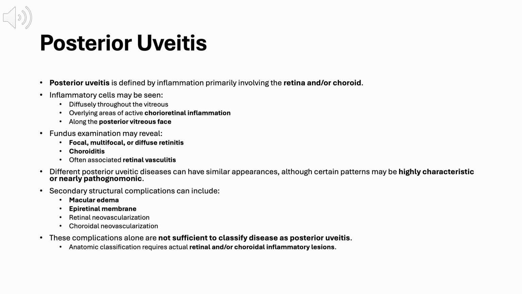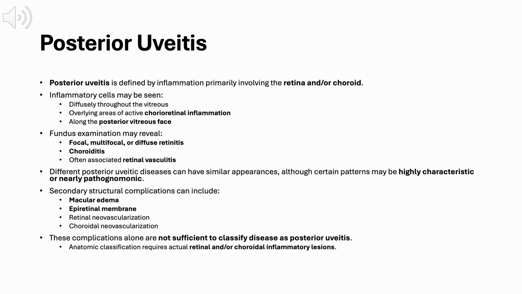Posterior uveitis is inflammation primarily of the retina and choroid. Inflammatory cells may appear diffusely in the vitreous, overlying areas of active chorioretinal inflammation, or along the posterior vitreous face. On fundus exam, you might see focal, multifocal, or diffuse retinitis, choroiditis, and often associated retinal vasculitis.